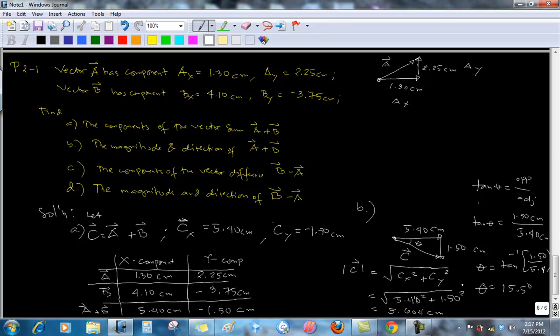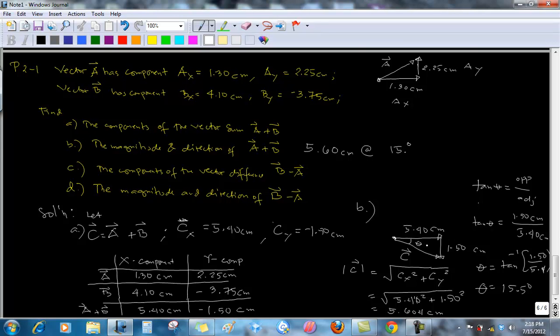And how do you report this? The magnitude and direction of A plus B will then be: the magnitude is 5.604, but we report 5.60 cm, since the given values have three significant figures. And the direction is 15.5 degrees.